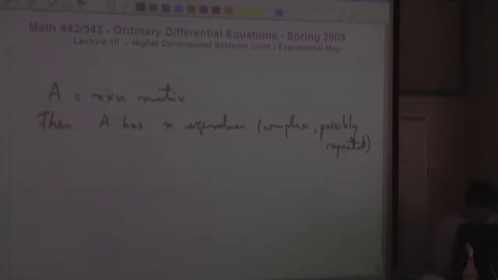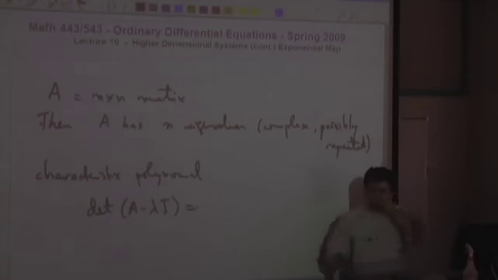So an example is, let's say the characteristic polynomial is what gives you the eigenvalues, right? It's setting the determinant of A minus lambda identity equal to 0, right? So the characteristic polynomial is a polynomial of degree n, so it has n complex roots, right? Lambda 1.